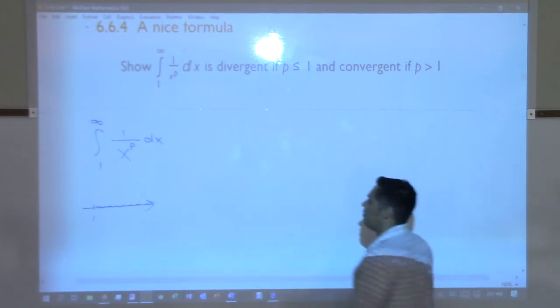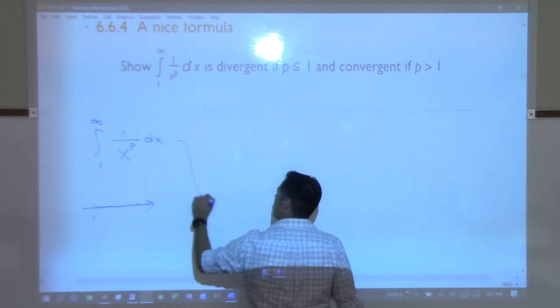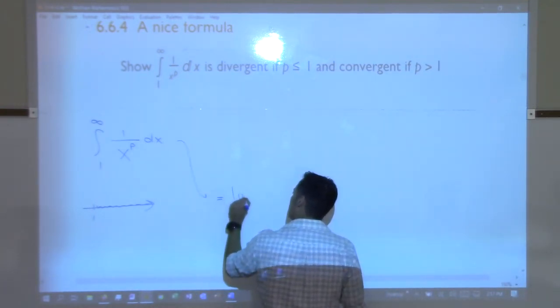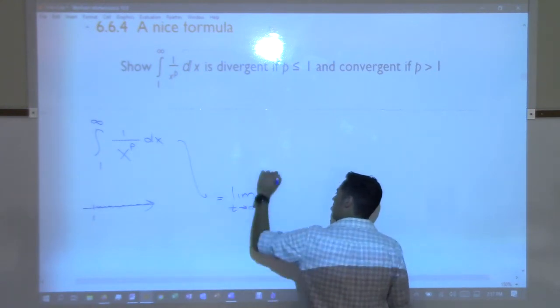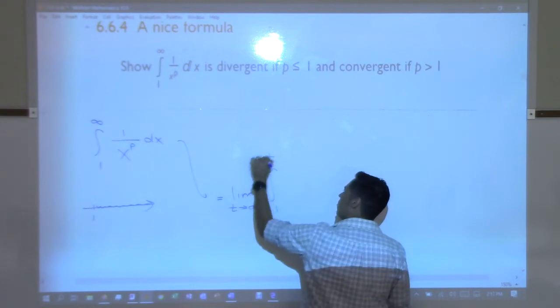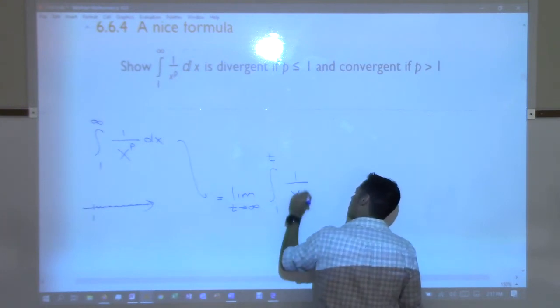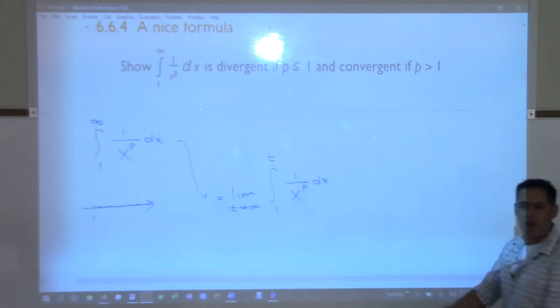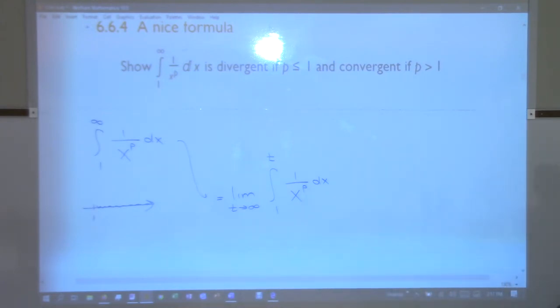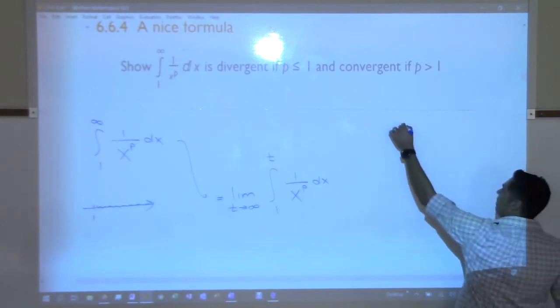So I'm going to just do what we've been doing. I'm going to say this is equal to the limit as t goes to infinity of the integral from 1 to t of 1 over x to the p dx. All right, just convert it over from the improper integral into the limit version. And now I need an antiderivative, right? I need an antiderivative. So I'll do that on the side.